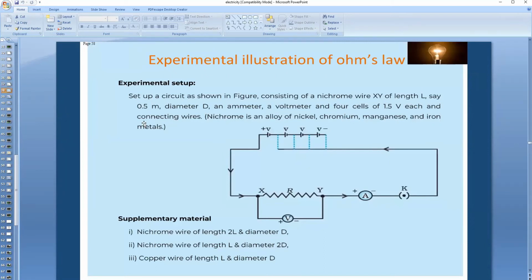Now, the experimental setup. This circuit diagram consists of a nichrome wire XY of length, say, 0.5 meters and diameter D, an ammeter A, a voltmeter across the nichrome wire, and 4 cells of 1.5 volts each connected with wires. Now, nichrome wire of length 2L and diameter D. Nichrome wire of length L, diameter 2D. Copper wire of length L, diameter D. These are all the supplementary materials we have chosen.